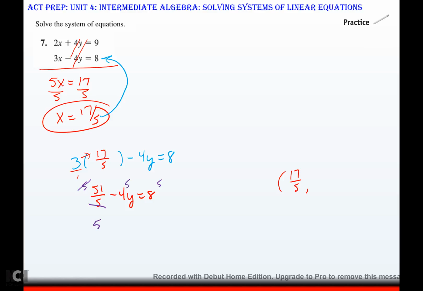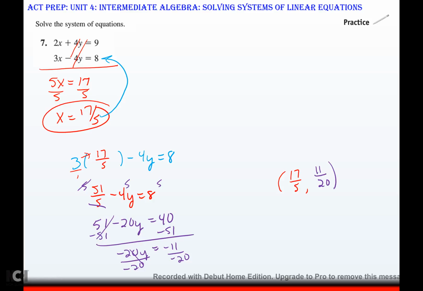That will cancel it, which leaves 51. Multiply is negative 20y. Multiply is 40. So now to get y alone, I'm going to minus 51. That gives me negative 20y equals negative 11. Divide by negative 20. And I get y equals 11/20. And then I checked my answer, and the only difference is they went decimal instead of fraction. So 3.4 and 0.55.